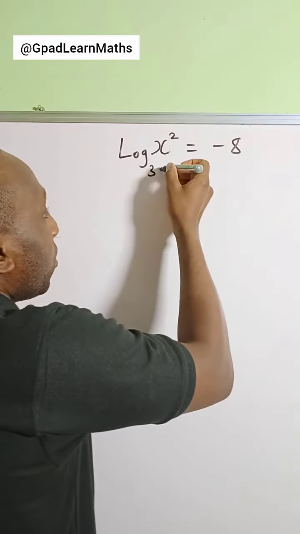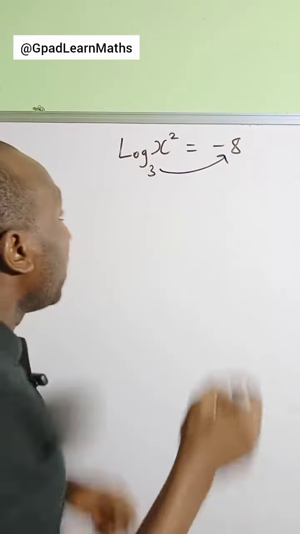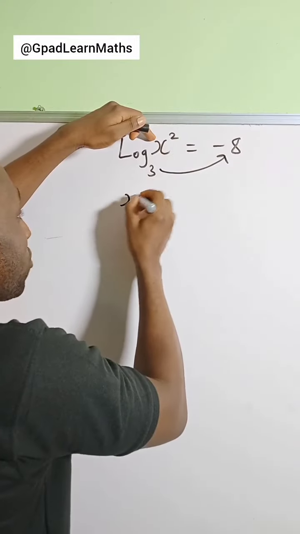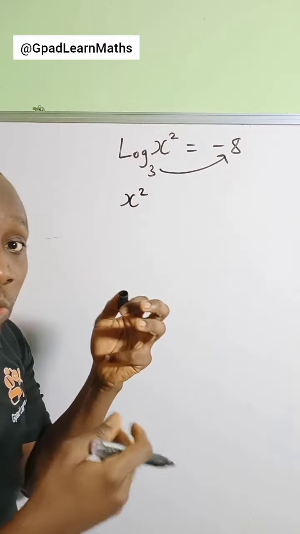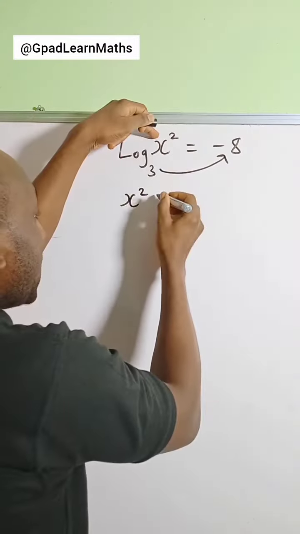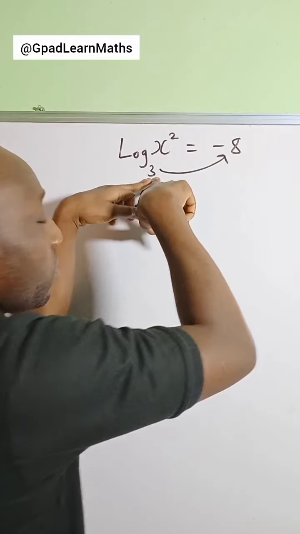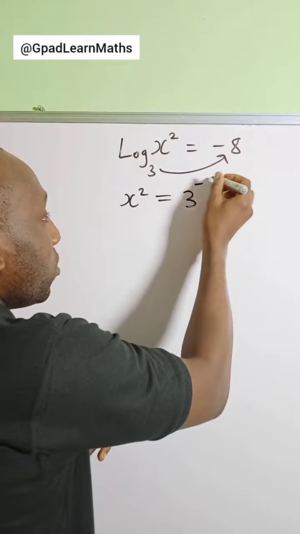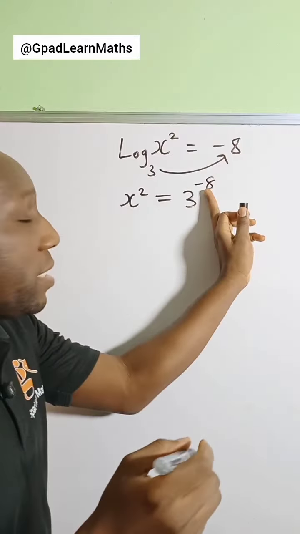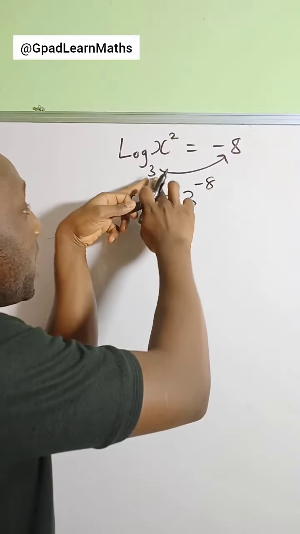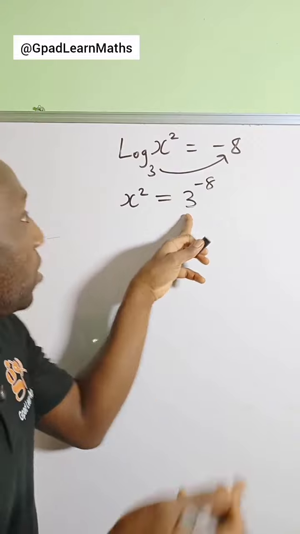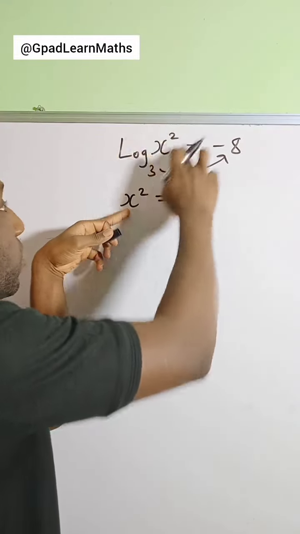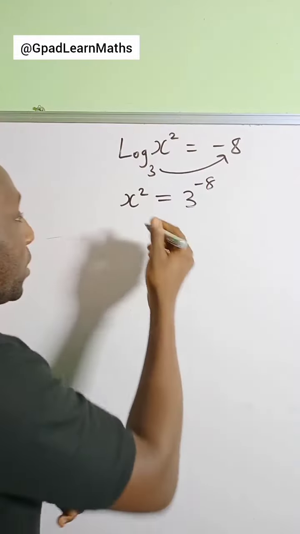Or you can just go this way. You see what I've done? Now this will be equal to x squared. So this is how you do the conversion. X squared here is now equal to the base, which is 3 here, and then the power is what? Negative 8. So let me say that again. Minus 8 is the power that this base here must be raised to be equal to x squared, which is gotten from here. Simple.